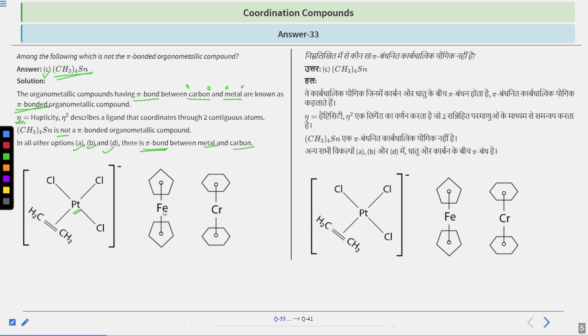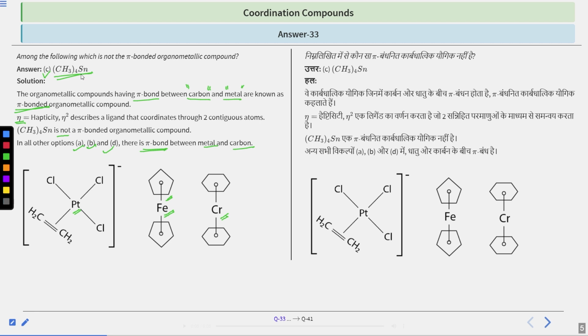In option B also there is iron η5-C5H5 whole twice. You can see that iron is directly attached to these two five-membered carbon rings. That means there is a presence of pi bond between the metal and the carbon ring. In option D, chromium η6-C6H6 whole twice, here also there is a direct bond between these two carbon rings and the metal, that is chromium. That's why there is a presence of a pi bond.